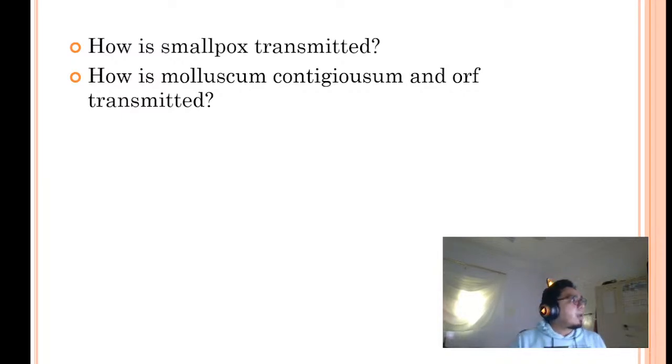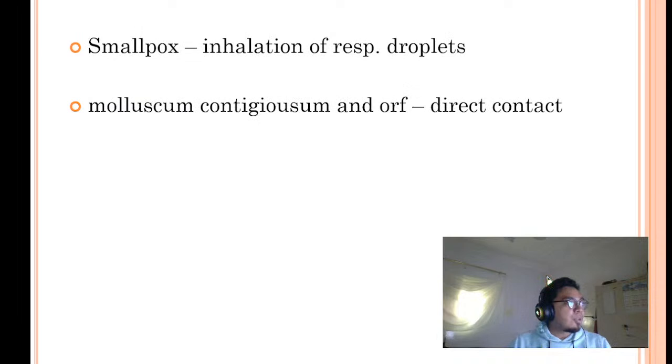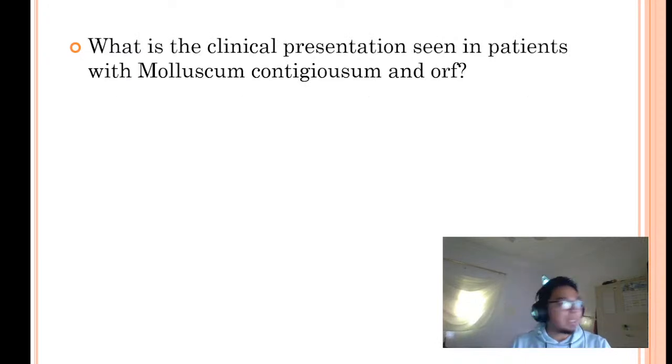Edward Jenner used variolation with cowpox from infected cows. Now, how is smallpox transmitted? It should have been avoidable way back before 1977. Smallpox is transmitted by respiratory droplets, through inhalation, while molluscum contagiosum and orf are transmitted by direct contact.